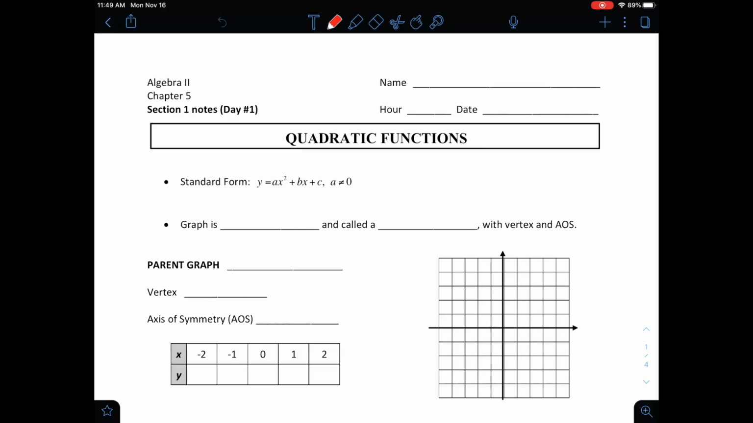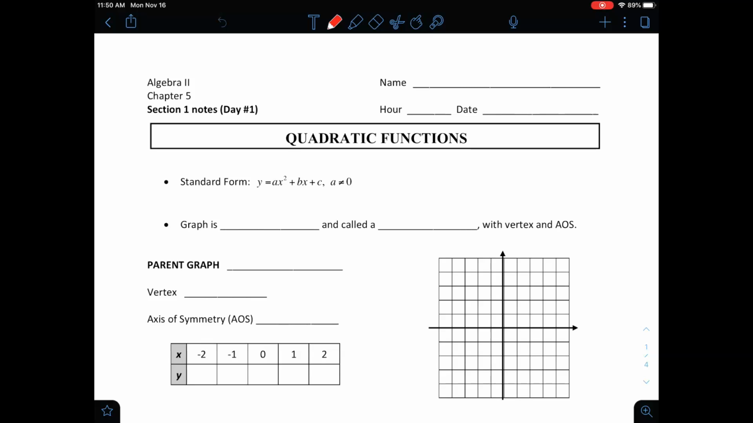A parabola is basically the arc that a ball follows if you throw it through the air, before it hits the ground, based on gravity. Parabolas are very useful for a lot of different applications, and we'll be talking about that a little bit later. But this is 5.1, day 1. The name of the lesson is quadratic functions. So let's go ahead and get into this.